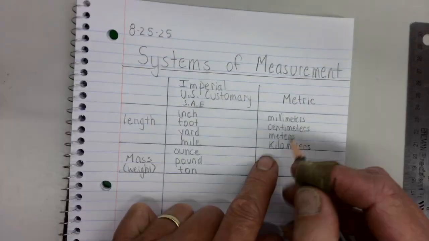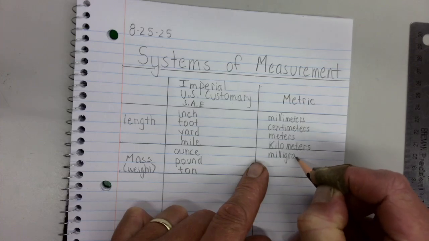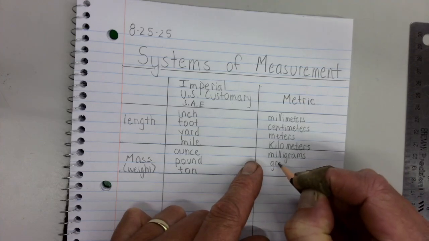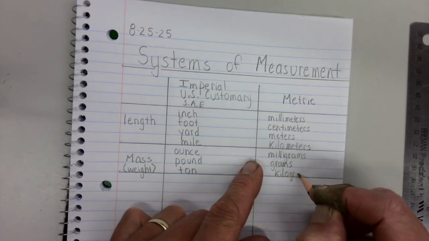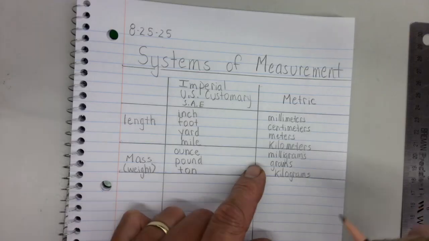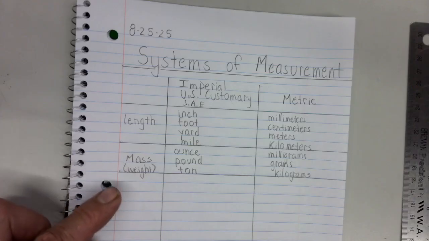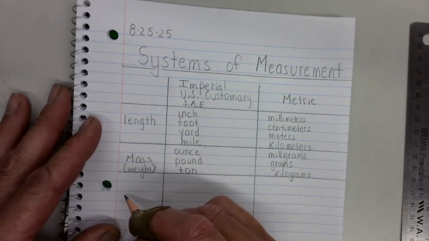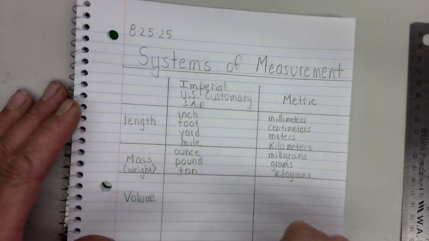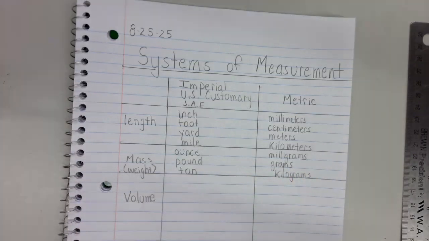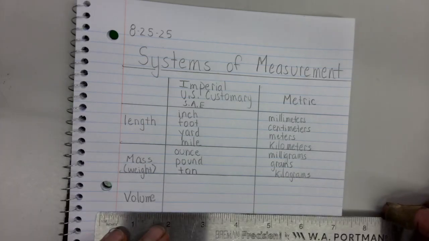For the metric system, we have milligrams, grams, and kilograms. And so we have length, we have mass, and the last thing we have is volume. We have quite a few for volume, but we're just going to give ourselves 4 spaces.